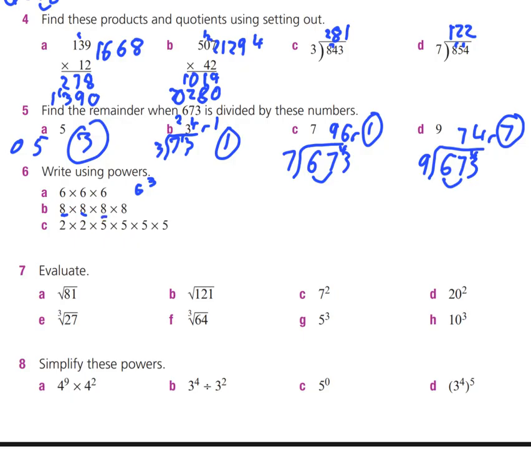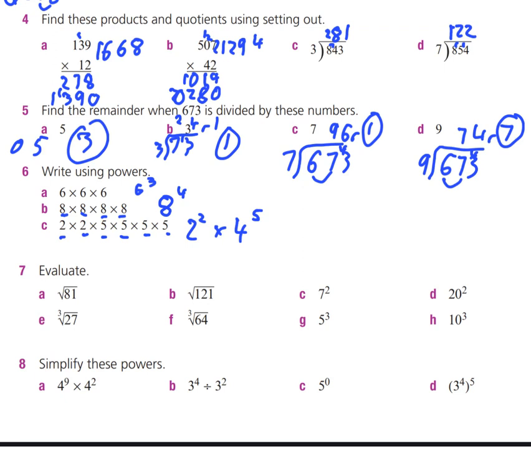Right, using powers, there's 3 different 6s there, so that's 6 to the power of 3. Here we've got 4 different 8s, going to be 8 to the power of 4. Here we've got 2 lots of 2, so 2 to the power of 2. And you've got 4 to the power of 5. And that's that.